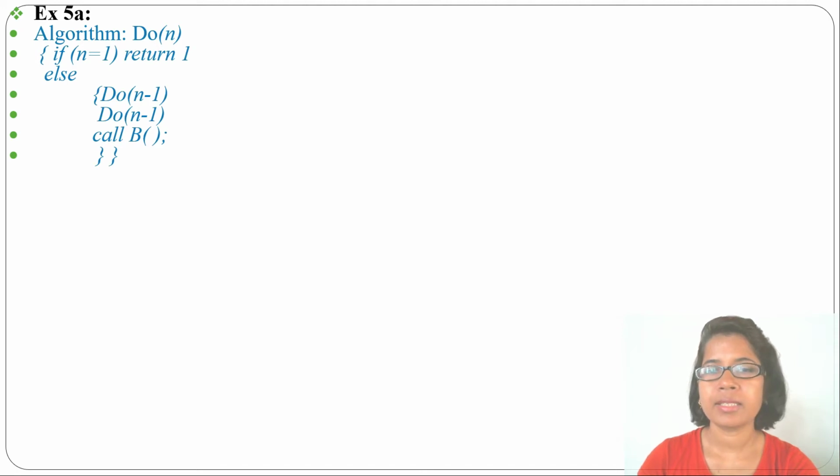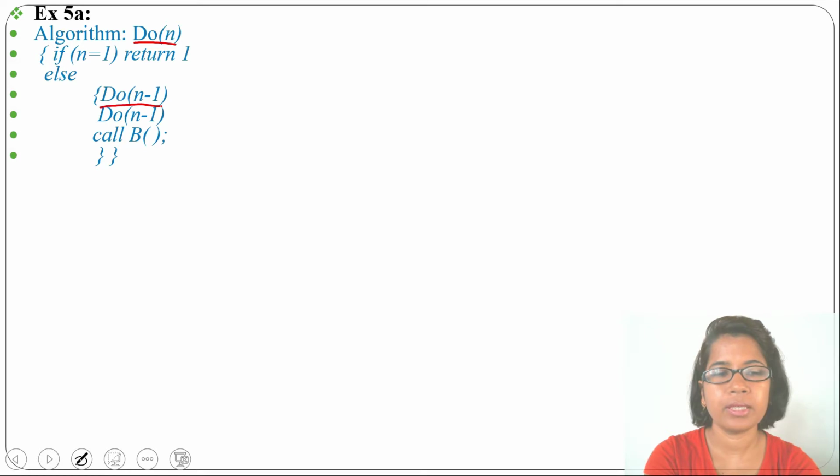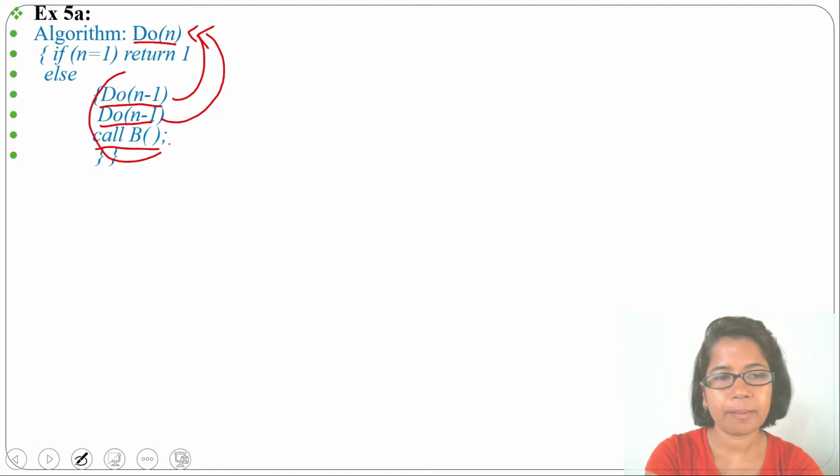Hi, let's discuss some more examples of decrease and conquer recursive algorithms. Example 5a, algorithm Do(n), this is the function name. If n equals 1, return n, else call Do(n minus 1), a recursive call to the same function. Then call Do(n minus 1) again, another recursive call, then call B. So this is our basic operation.